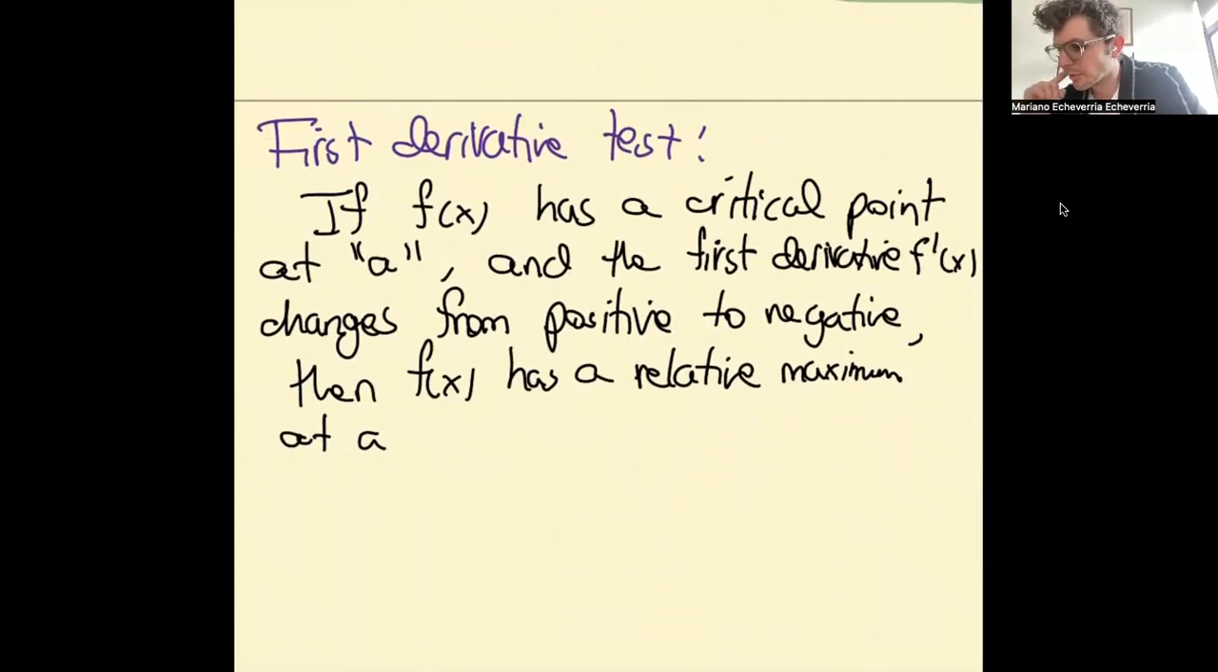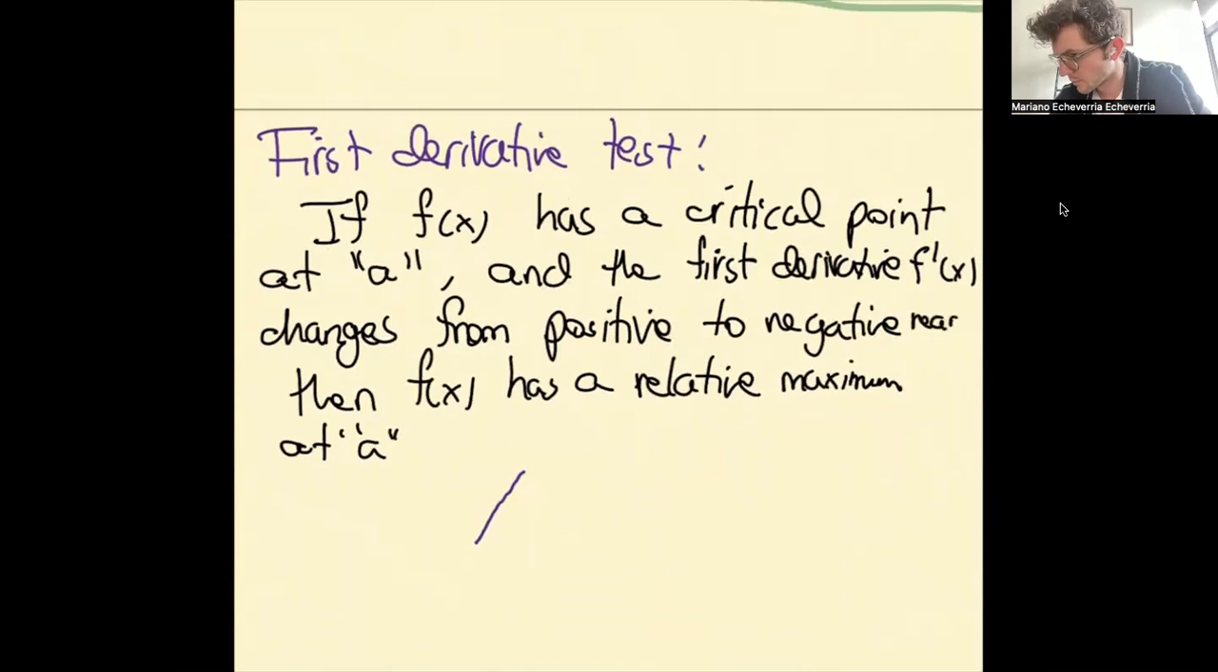So this is one way to remember it. You kind of draw some arrows. I'm saying that the first derivative changes from positive to negative near a.